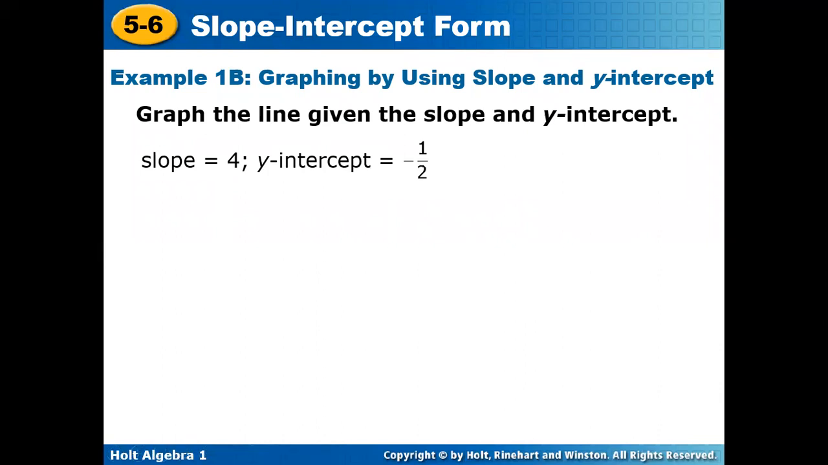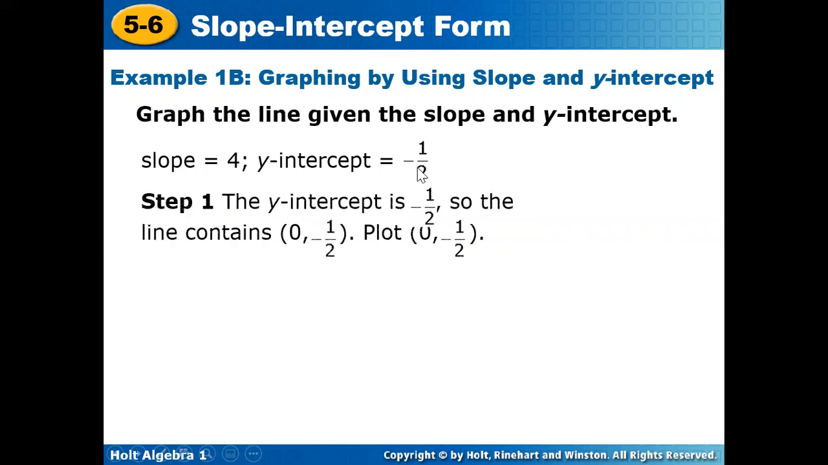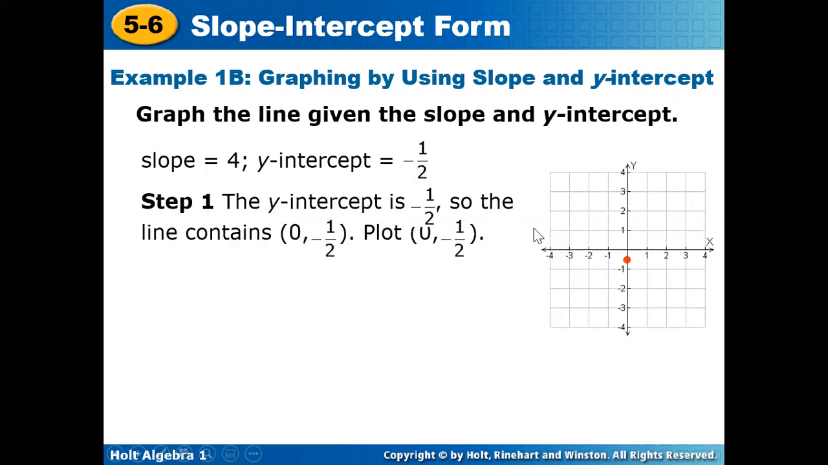So here we got the same thing, right? We're going to graph this line. We have a slope of +4, and that's going to be written, if you want to do rise over run, as the fraction 4/1, and it is positive. So it's a positive rise and a positive run. So we're going to graph it, right? It's a negative y-intercept, so we're at -1/2.